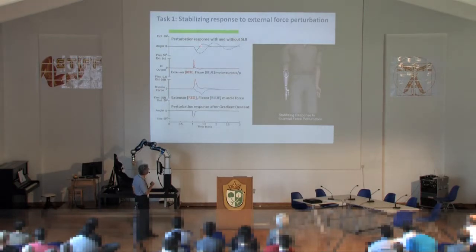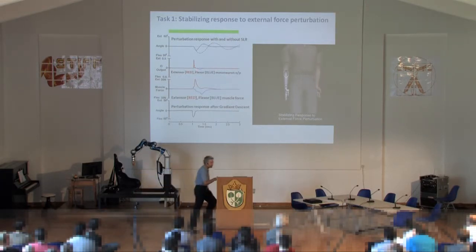And when you get the spinal-like regulator turned on to a good condition, you get a behavior in which you get these phasic activation of the stretched muscle and then the antagonist muscle, which stabilizes the position. Now that should come on.